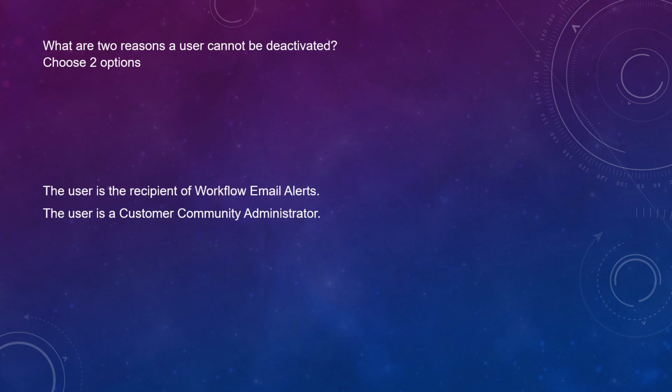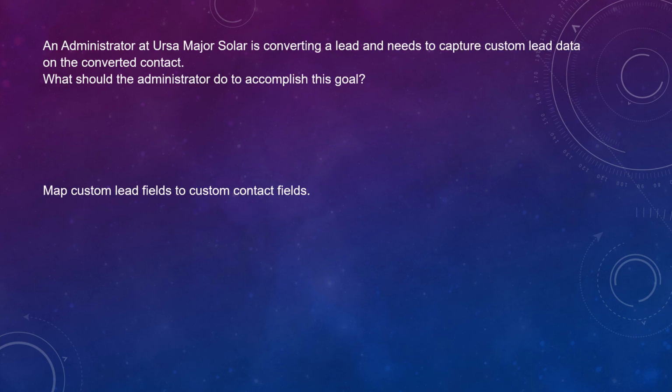What are 2 reasons a user cannot be deactivated? A user is a recipient of a workflow email alert. The user is a customer community administrator. An administrator at Ursa Major Solar is converting a lead and needs to capture custom lead data on the converted contact. What should the administrator do to accomplish this goal? Map custom lead fields to custom contact fields.